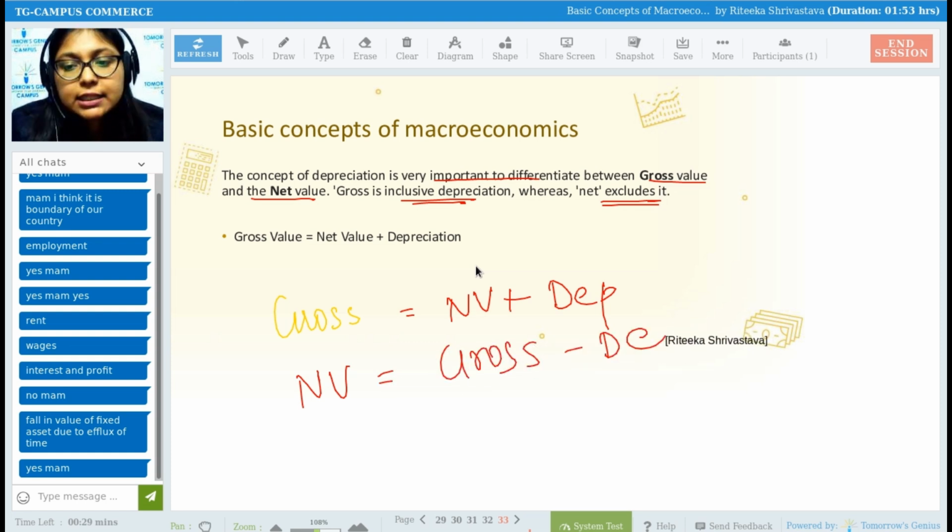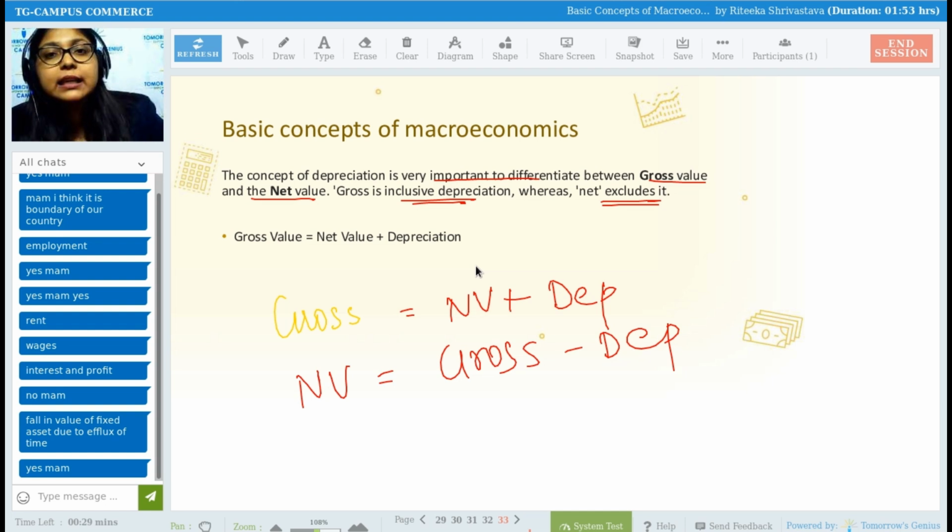Likewise, if you want to find out the net value, what you have to do? Gross minus depreciation. So gross is the actual value before the deductions are made, and net is the value which is made post deductions, allowances like depreciation. Fine. So here very important, because from next class we are going to start with the aggregates of national income, and on the basis of this we are going to solve the numerical questions.